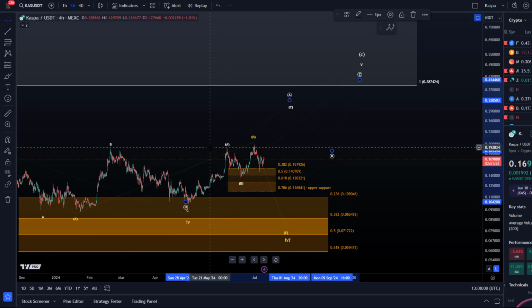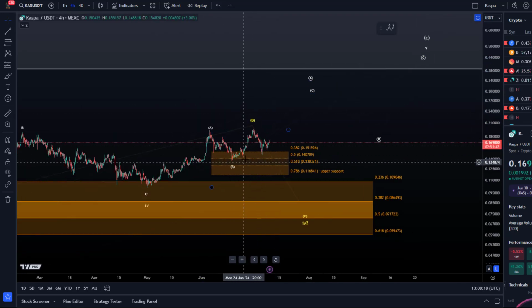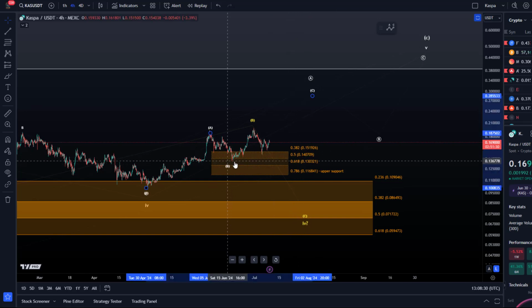where the A wave, sub wave A, topped on the 6th of June at around 19.1 cents. We had this B wave corrective pullback into the micro support region, which I communicated at the time, with support at 15.2 cents and 11.6, somewhere in between. We were watching for a reversal. It did actually react to the 50% fib level, a key fib level for a B wave pullback. And from here now, it's possible this wave C has started.